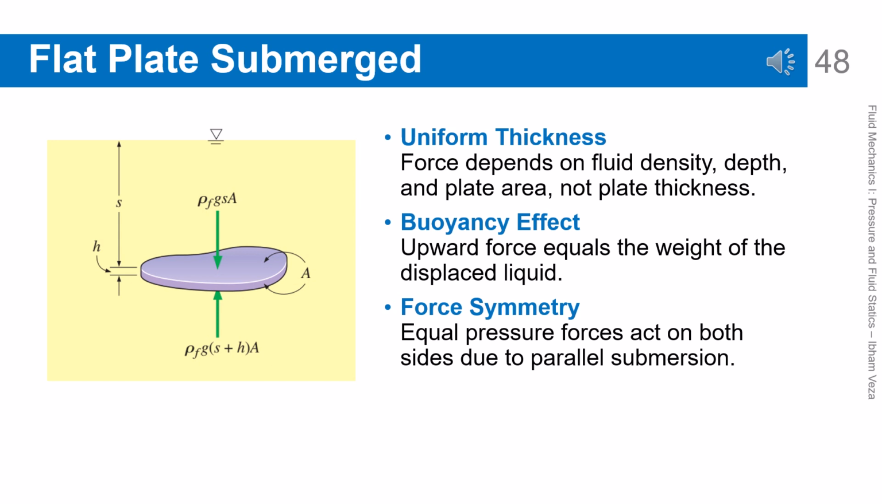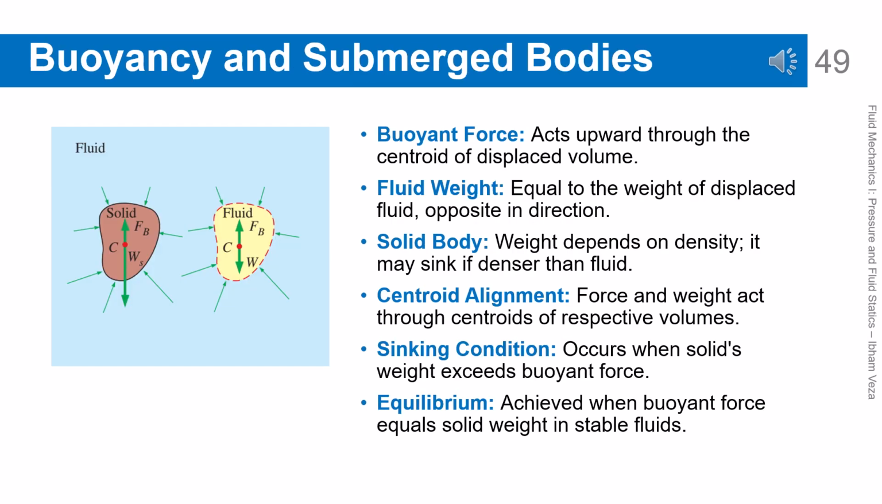Flat plate submerged. The force on a thin submerged plate does not depend on the plate thickness, but on the fluid density, depth, and plate area. In symmetric conditions, pressure forces on both sides may cancel each other out. If only one side is submerged, a net force will act on the plate. The buoyant force concept is also related to the volume of displaced fluid. This analysis is important in thin structure design.